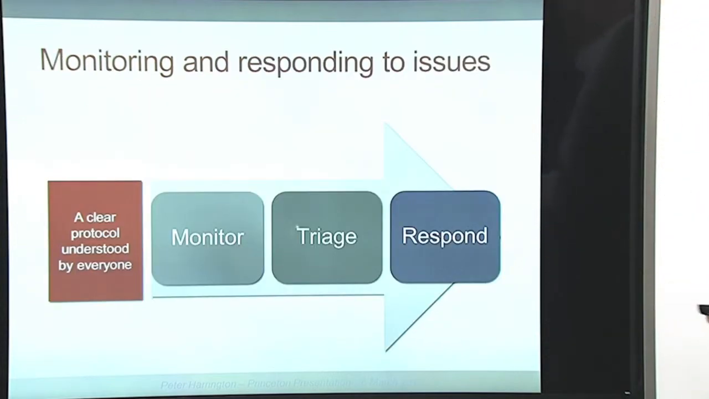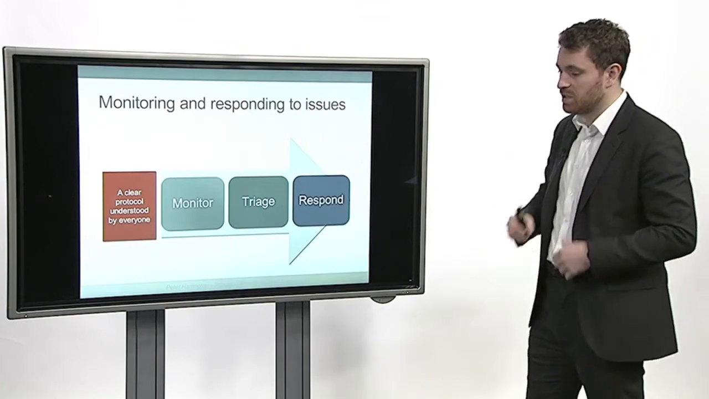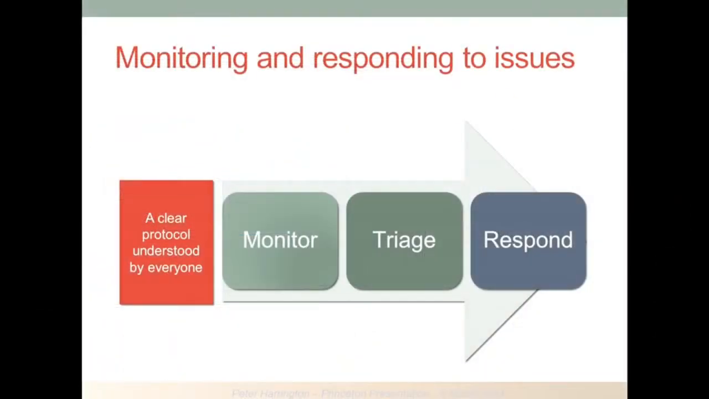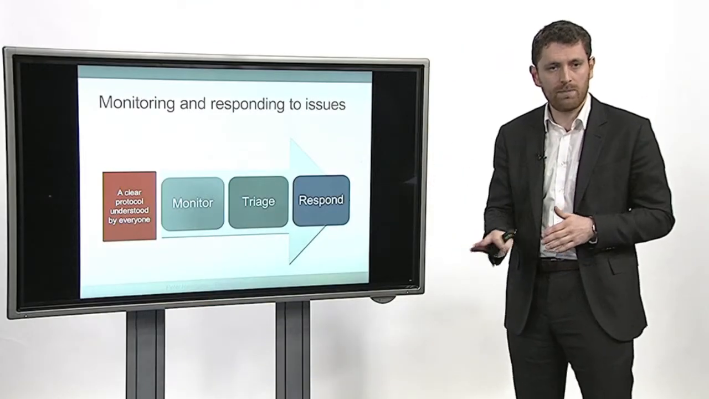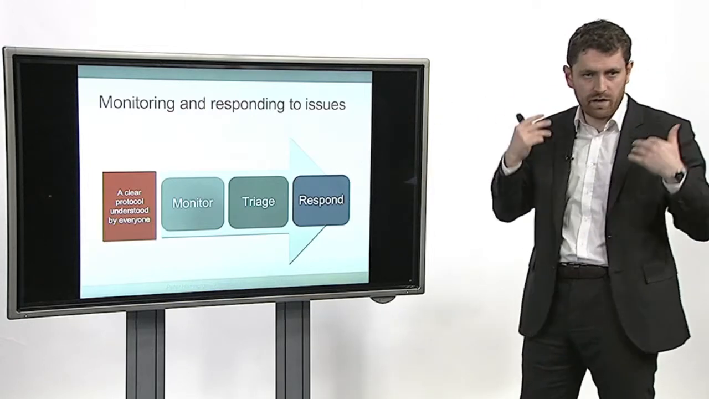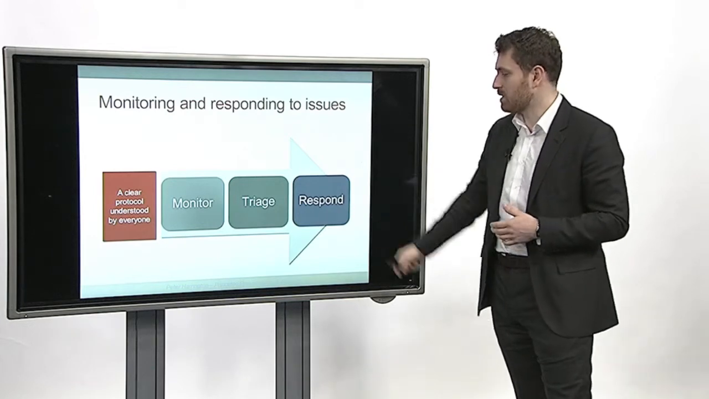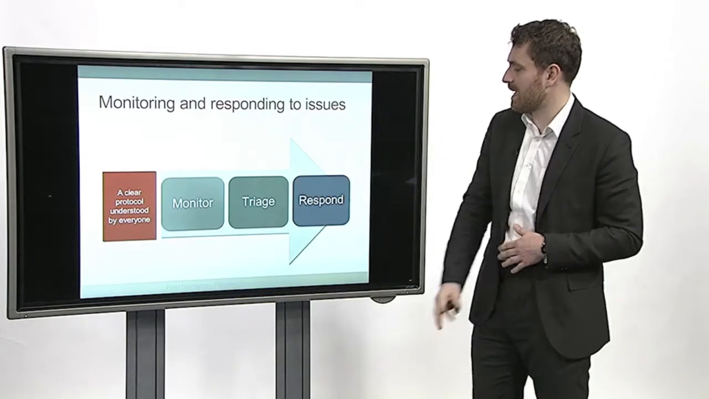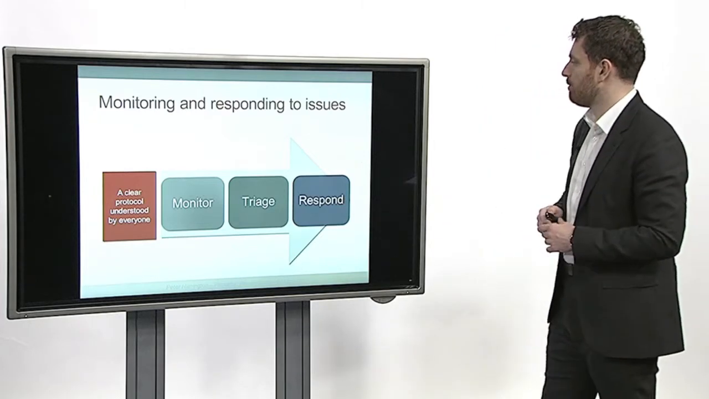Very briefly on monitoring and responding, what's crucial here is you need to know what's being said on the radio and on the press and in the newspaper. You need to have a very rapid way to make decisions about what do we need to deal with and what don't we, because you can't deal with everything. It's a fire hose of information flying at you, and then you need to make decisions about how to respond. And what enables you to do that is to have a clear protocol which is understood by everyone. And I'll speak a little bit more detail about that in a few moments.